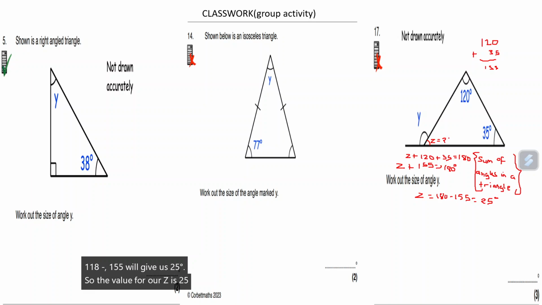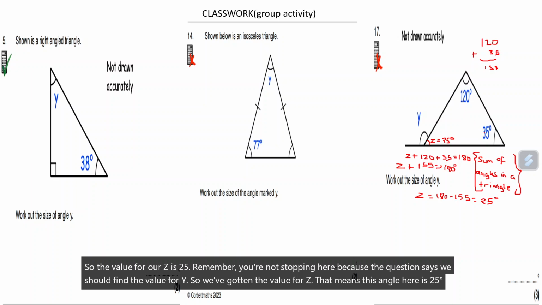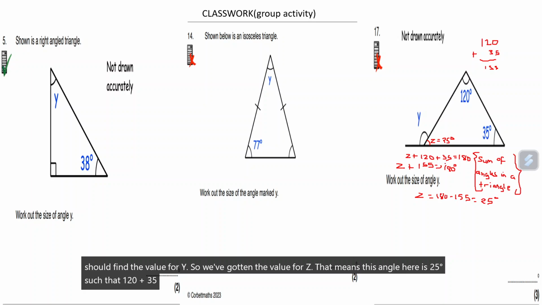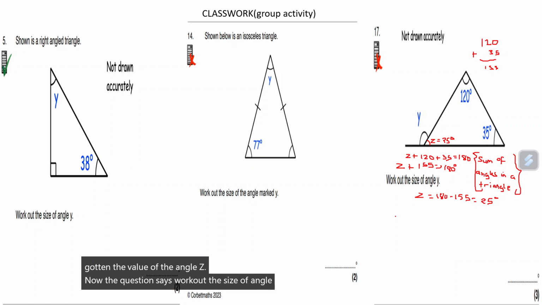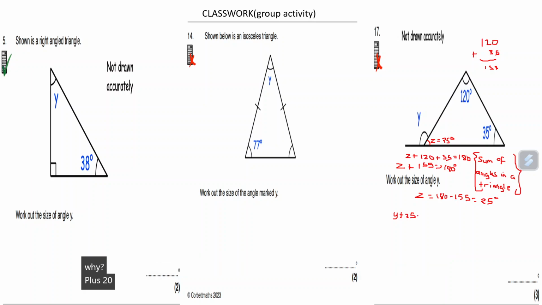Remember, you are not stopping here because the question says we should find the value for Y. So we've gotten the value for our Z. That means this angle here is 25 degrees, such that 120 plus 35 plus 25 will give us 180. So the sum of angles in a triangle is 180 degrees. Now the question says work out the size of angle Y. So what we need to do is we'll say Y plus 25 degrees is equal to 180 degrees.